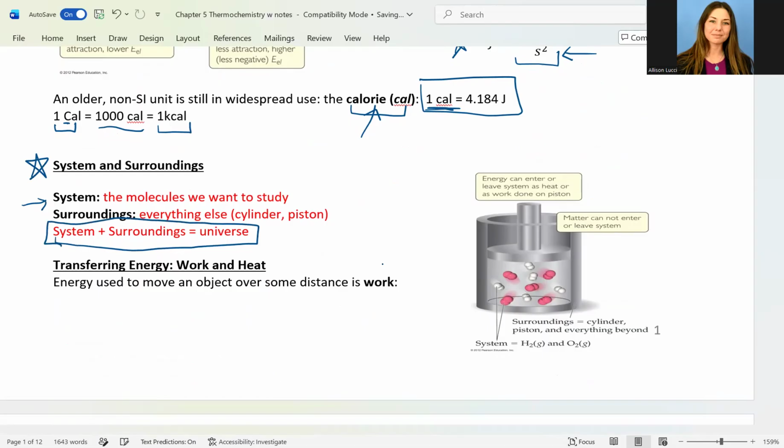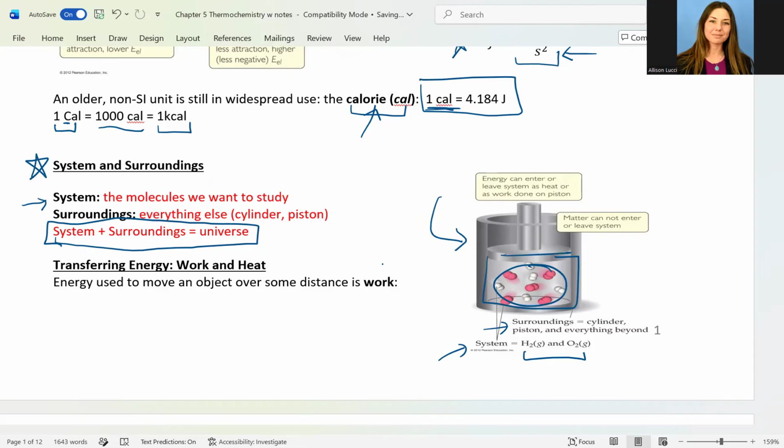So when we talk about this specific example shown over here, the molecules in this combustion reaction within our system, we have maybe H2 and O2 gas molecules in this piston here. And those are going to be our system, and then the piston itself, the cylinder, everything else is going to be our surroundings. And again, the system is just those gas molecules inside here.